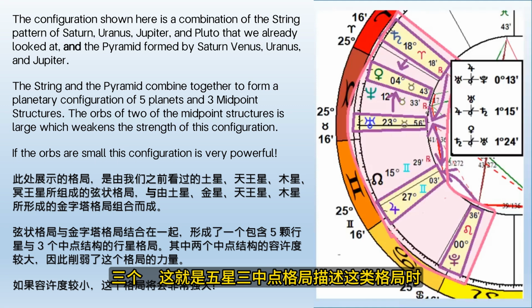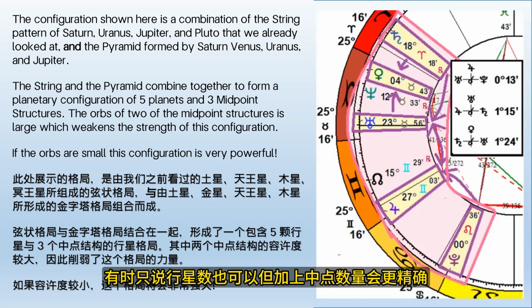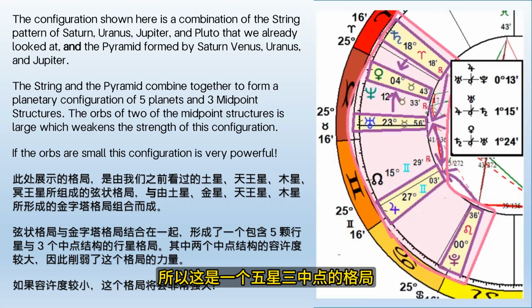When you want to describe this configuration, it helps to give both the number of planets and the number of midpoints. That gives us a complete picture. Sometimes you can just specify the number of planets, but if you specify the number of midpoints as well, then we're very specific. It's a 5-planet, 3 midpoint configuration.